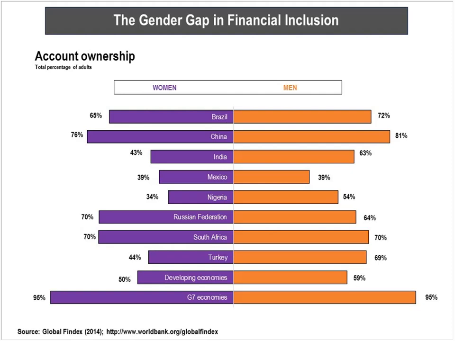So in developing countries, on average, we find about a 9 percentage point gap between men and women in account ownership, but that masks some bigger differences. For example, in 2014, in India, we found that men were twice as likely as women to have an account.